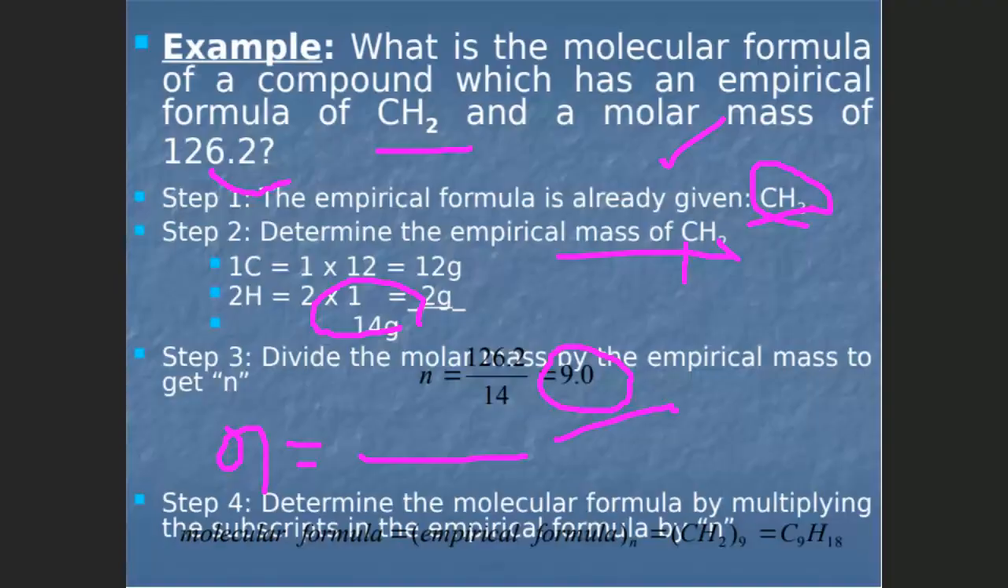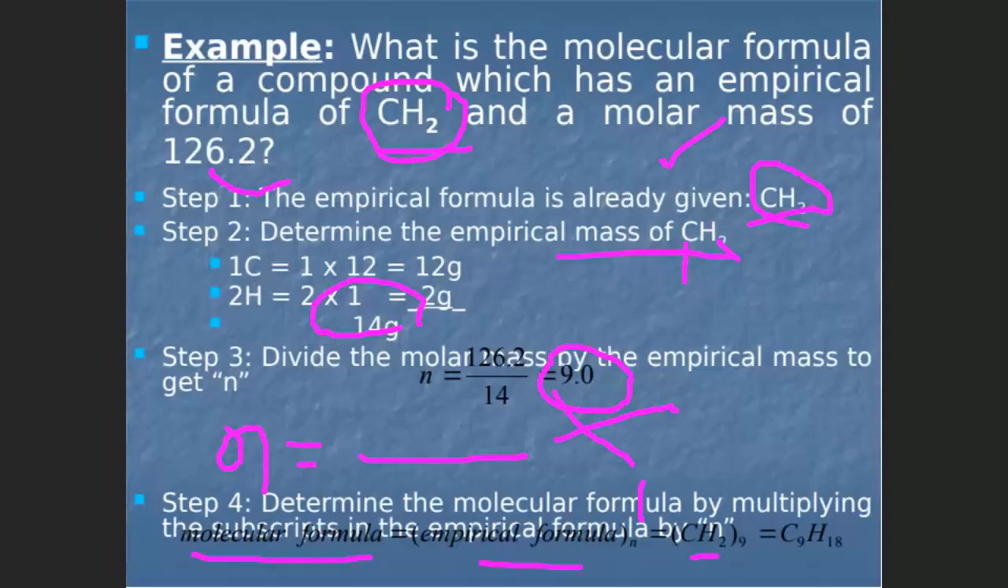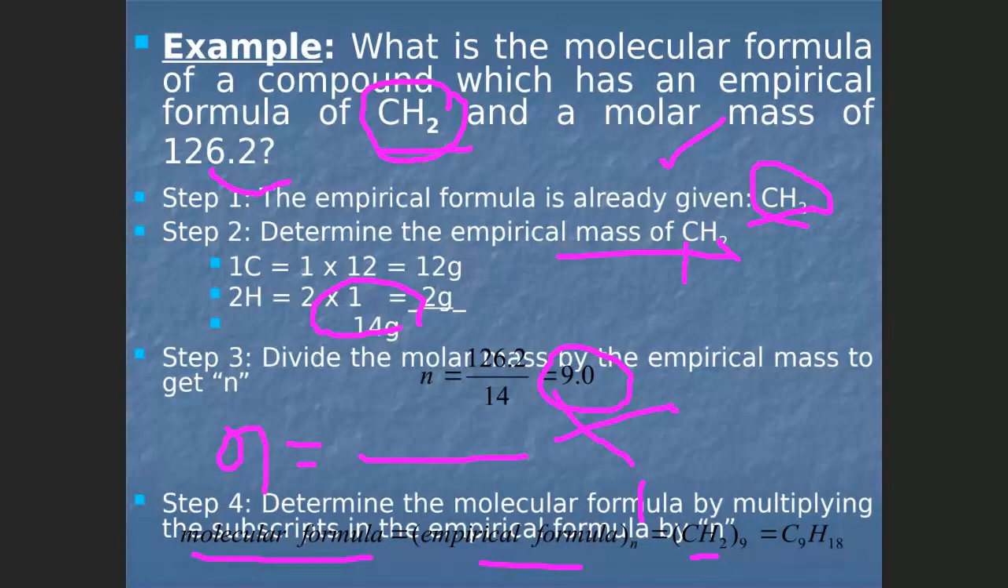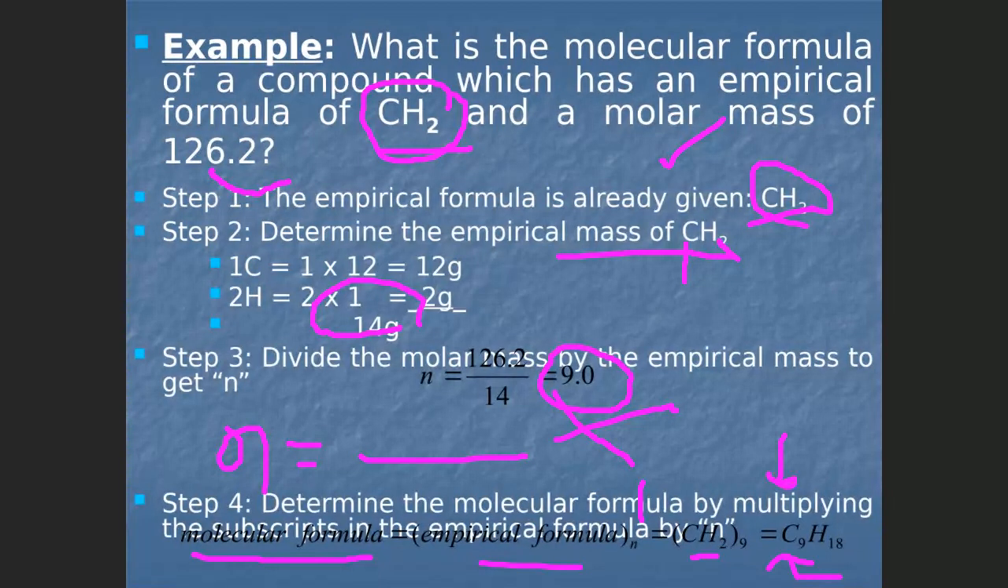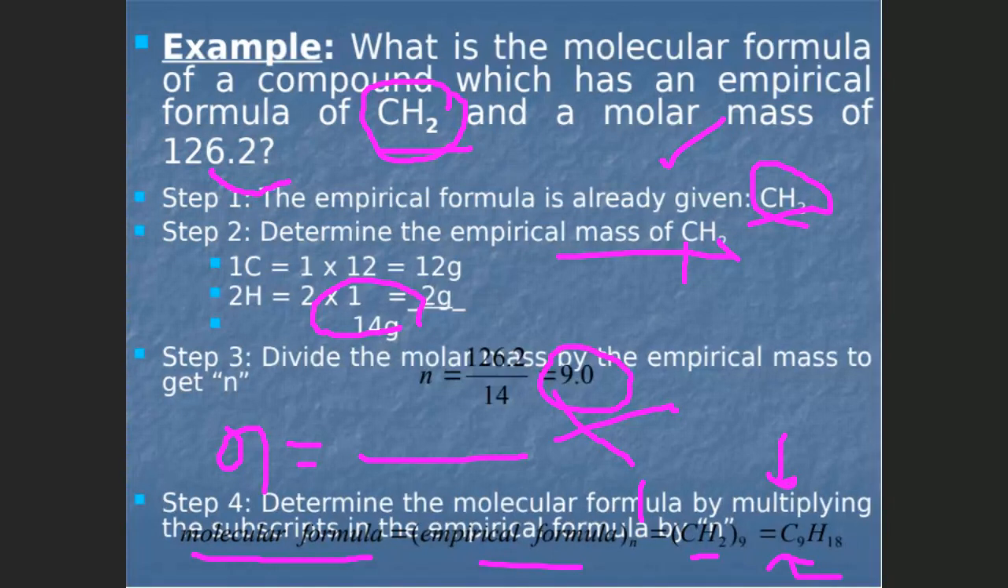We already have the empirical formula CH2. Now finally we know the molecular formula equals the empirical formula in parentheses and n. So this n is 9, and the empirical formula is CH2, so (CH2)9. That means the exact, true molecular formula for that compound is C9H18. Any question? Okay.